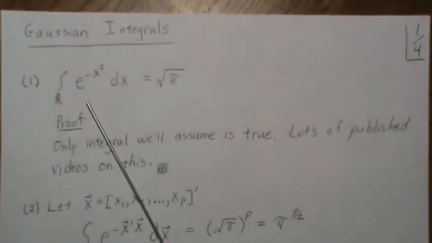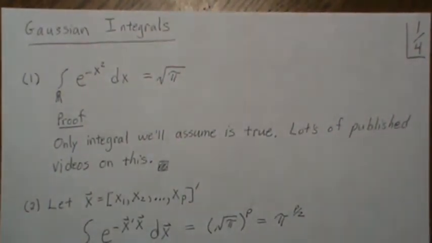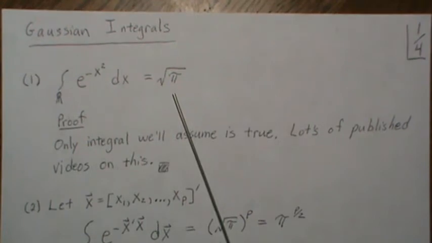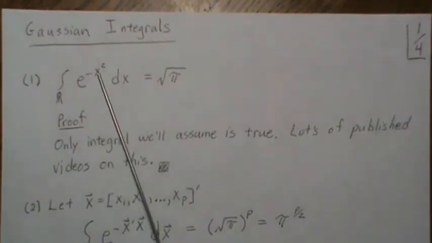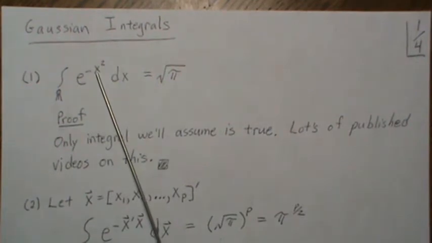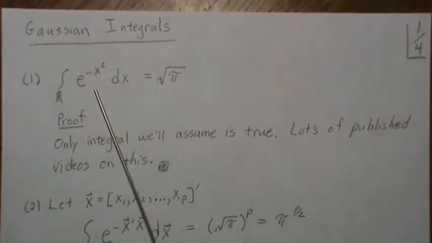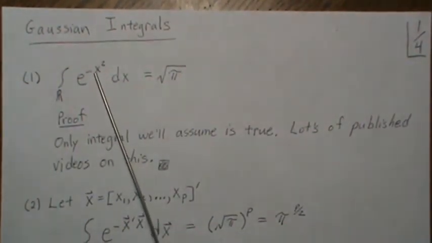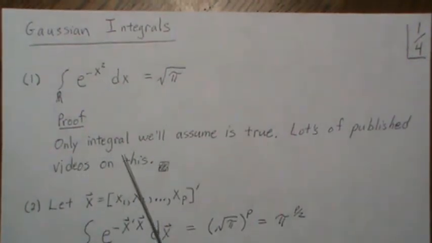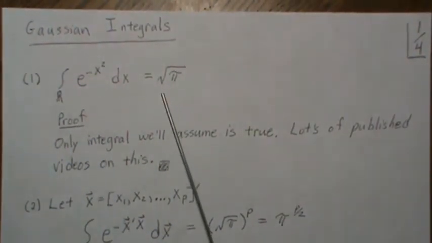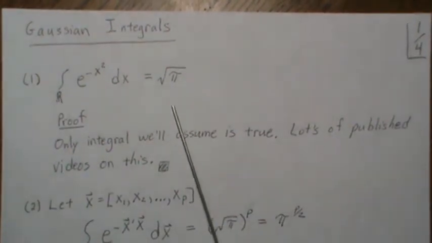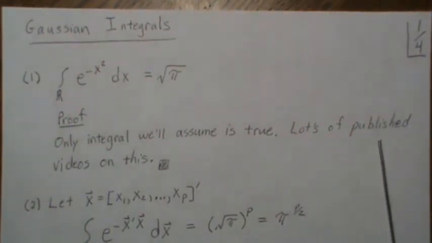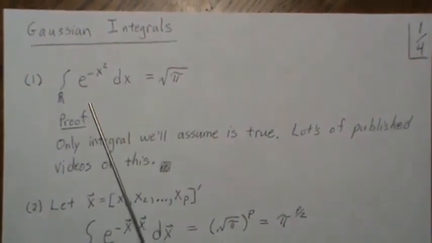And let's just jump right in. So this first one, the integral of e to the minus x squared, is the square root of pi. Now, if you notice, sometimes a 1/2 is put here to make it look like the standard normal distribution, and then it integrates to the square root of 2 pi, but there's no constant in front of that. And now there are so many videos that show the proof of this. I'm not going to prove it here, and this will be the only integral we'll assume true, but like I said, there are lots of published videos on this, so we'll assume this is true.